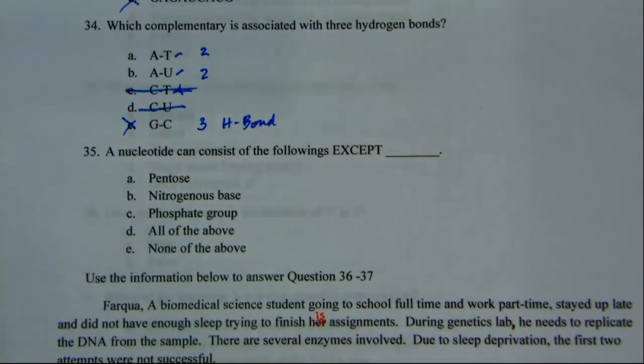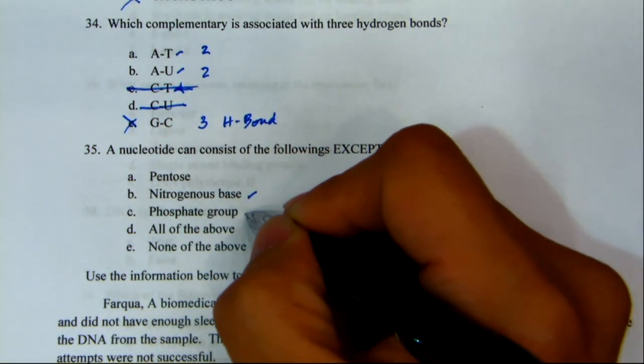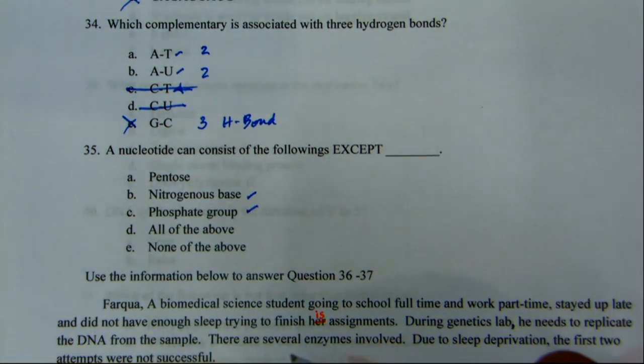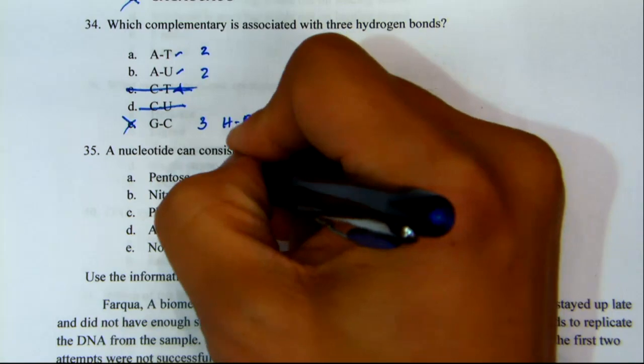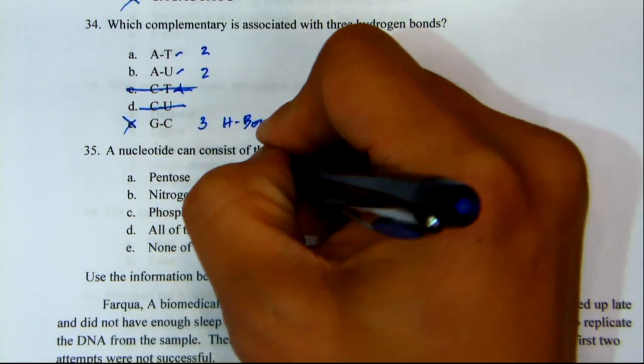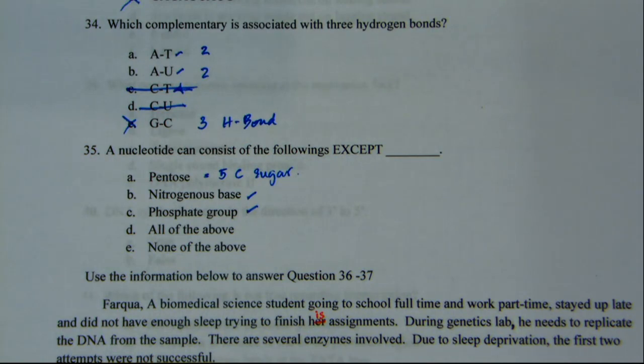Okay. A nucleotide consists of the following except, so we have nitrogenous base, we have phosphate group, that's correct. Pentose, which is the same as 5 carbon sugar. Okay, so these are all, yes.